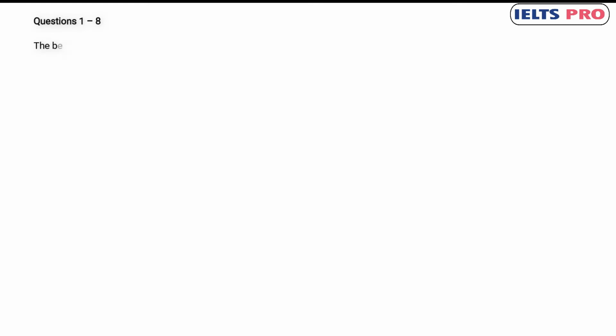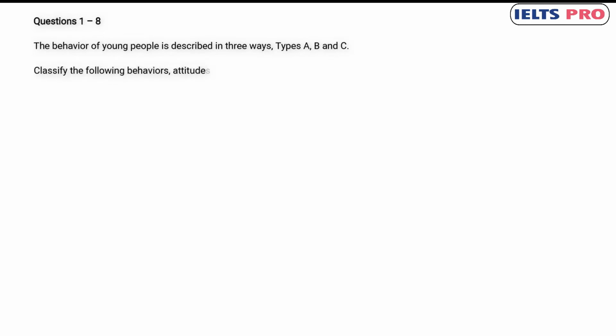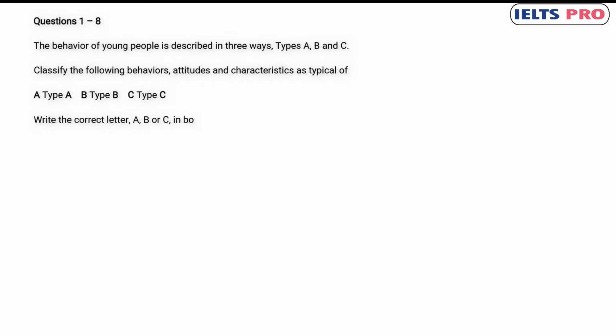Questions 1 to 8. The behavior of young people is described in three ways: types A, B, and C. Classify the following behaviors, attitudes, and characteristics as typical of type A, type B, or type C. Write the correct letter, A, B, or C, in boxes 1-8 on your answer sheet.